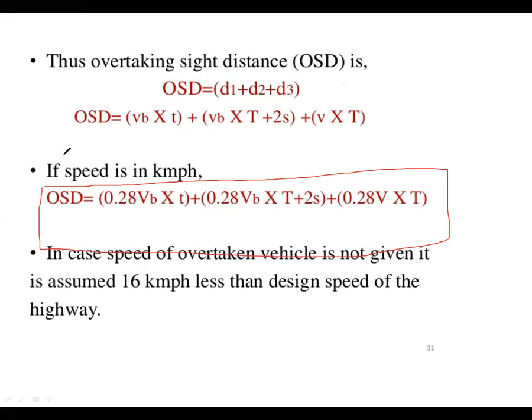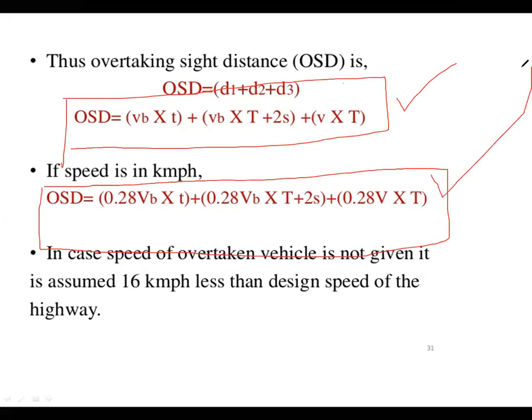This formula is for meter per second, and for kilometer per hour, this is the formula. In case the speed of the overtaken vehicle is not given, assume 16 kmph less than the design speed of the highway.